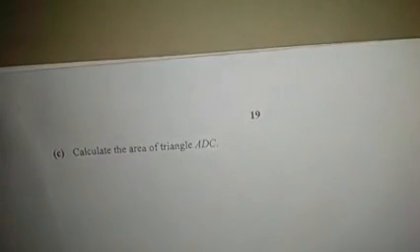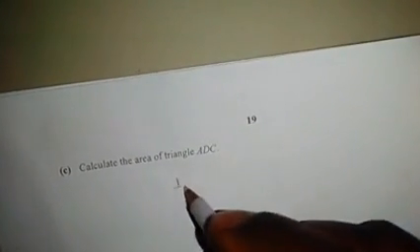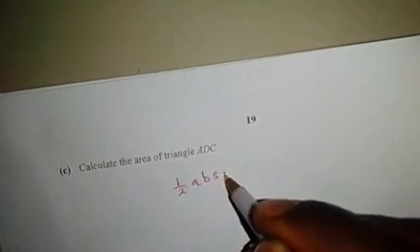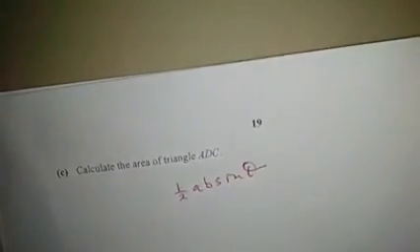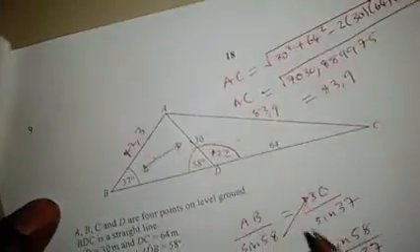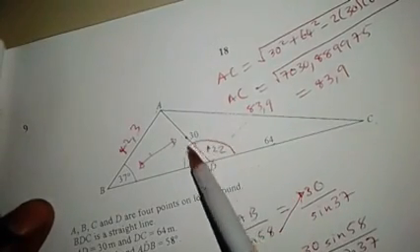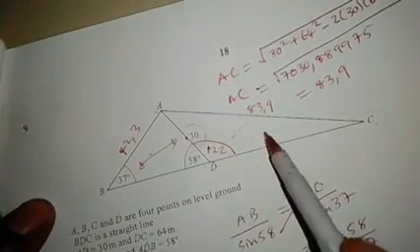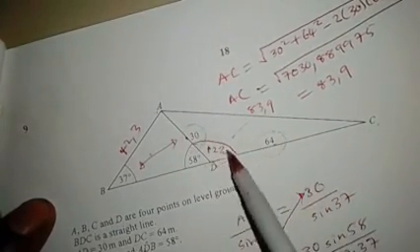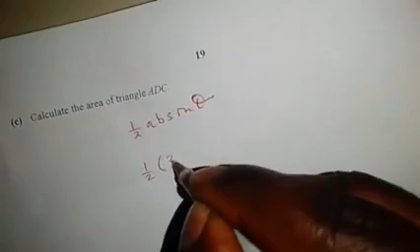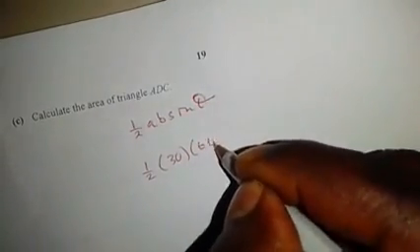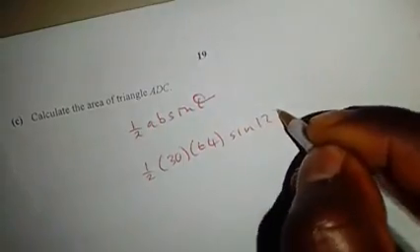Right. So ADC, to calculate the area, you make use of half AB sine theta. This is the formula of area of triangle. So where is ADC? Right. So this is A, this is D, this is C. Right. So 30 is going to be used as A, 64 is going to be used as B, and 122 as theta. I hope you are listening. So I'm going to put 30 on A, so it's half, 30 on A, 64 on B, then sine 122.